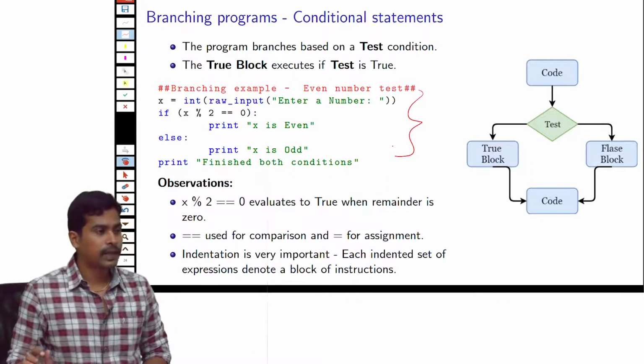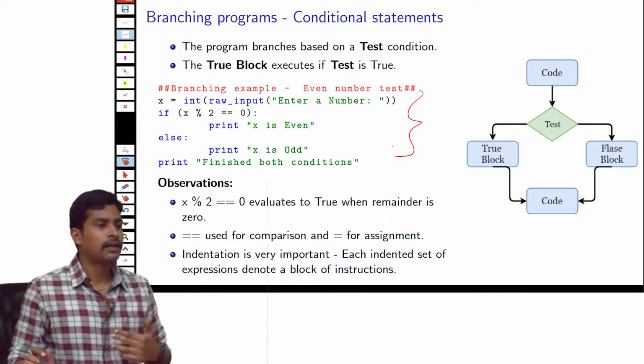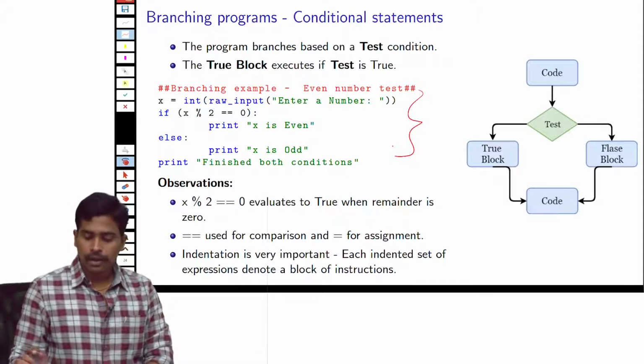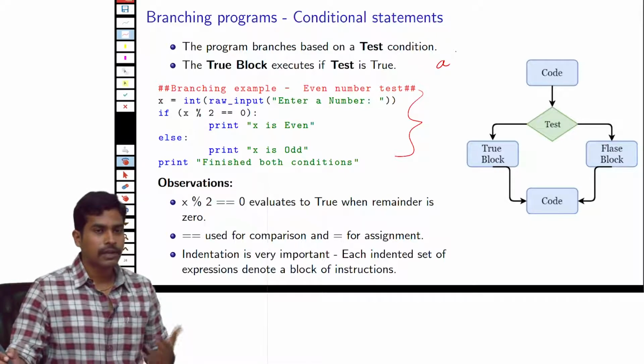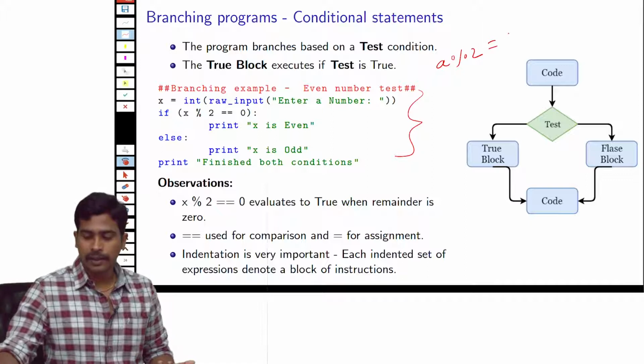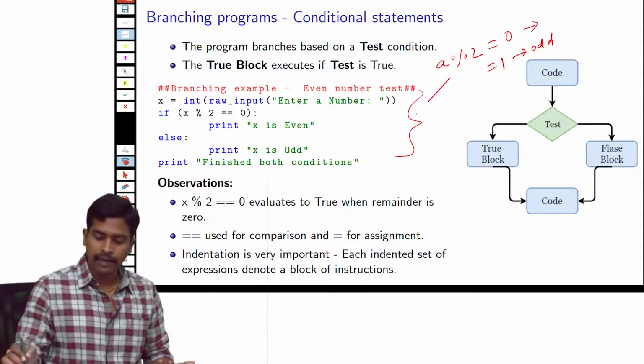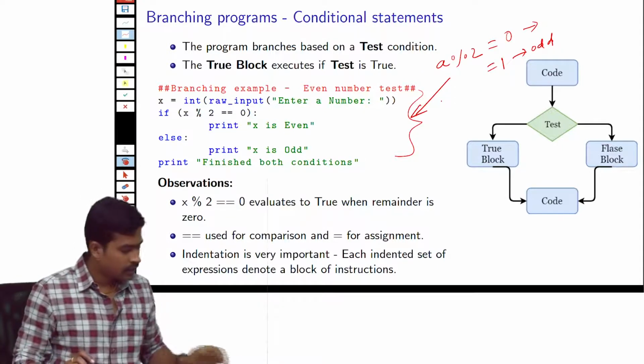Here we are asking the user to enter a number, and we want to check if it's an even number or an odd number. In order to check whether a given number A is even or not, the simplest test is to take the modulus with 2, and if the modulus operation gives 0, it is an even number, and if it gives 1, it is an odd number. Okay. So the same thing we have written as a simple Python program.